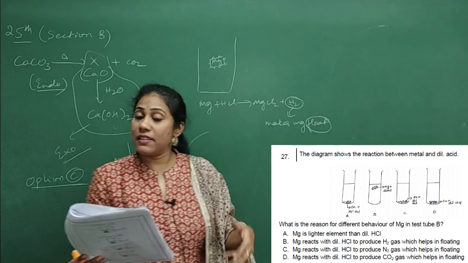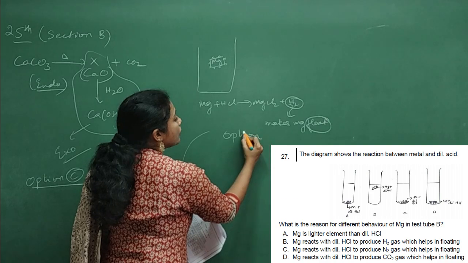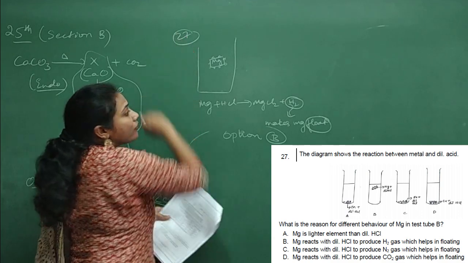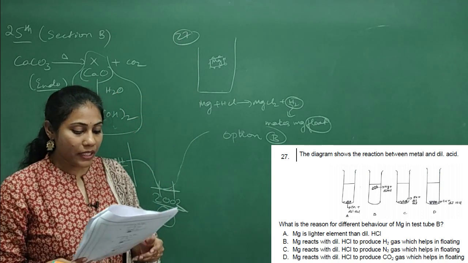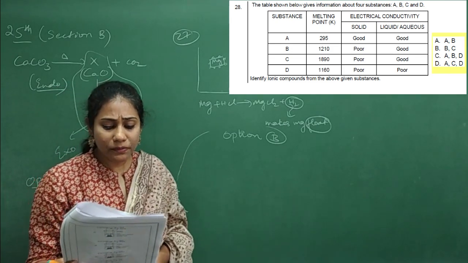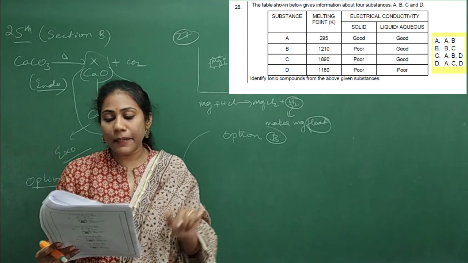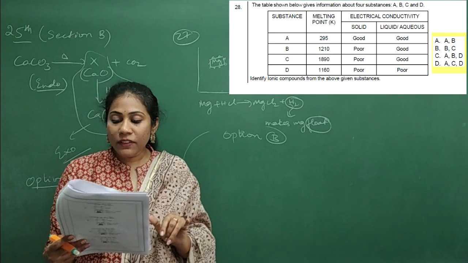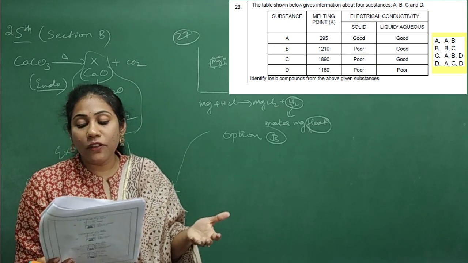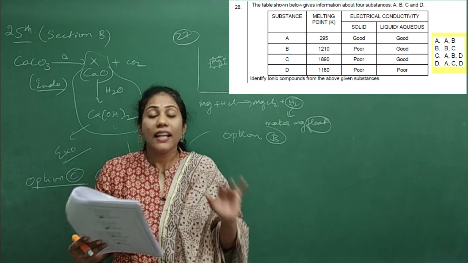So where does this explanation match? It matches with option B. So option B is the correct answer for the 27th question. Okay, fine. And coming to the 28th question, guys, it is also very simple. The table shows 4 substances A, B, C, D. Their melting point and their electrical conductivity are given, whether it is a good conductor of electricity in solid state or in liquid or aqueous state.